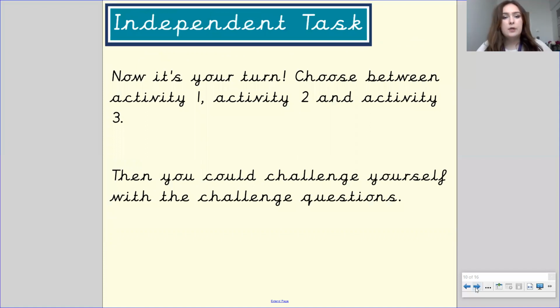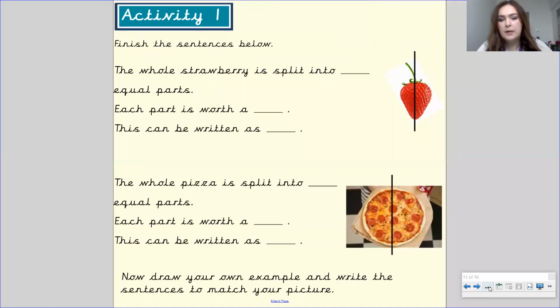Okay, now it's your turn. You need to choose between activity 1, activity 2, and activity 3. And then you could challenge yourself further with the challenge questions. So activity number 1, you need to finish the sentences below. So you've got to tell me how the strawberry has been split, how many equal parts it has been split into, what is each part worth, and how else can you write this? And then do the same for the pizza. Once you've done that, you need to draw your own example and write the sentences to match your picture. So exactly what you've done here, but draw your own picture.